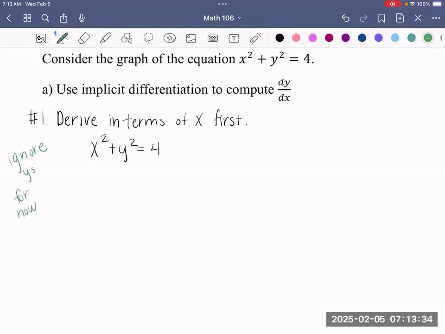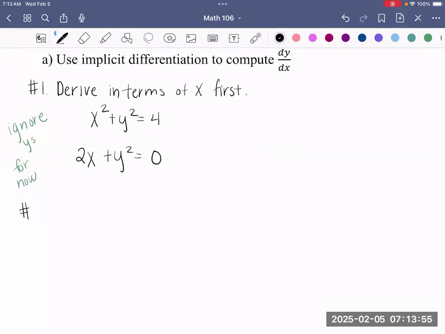Could you go ahead and derive anything that's not a y, given what we know about derivatives. So we should get 2x, ignore your y. Now, how does 4 derive? Well, 4 is your constant. Therefore, it's going to be equal to 0.